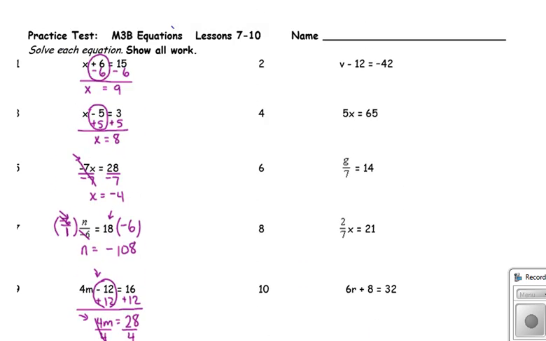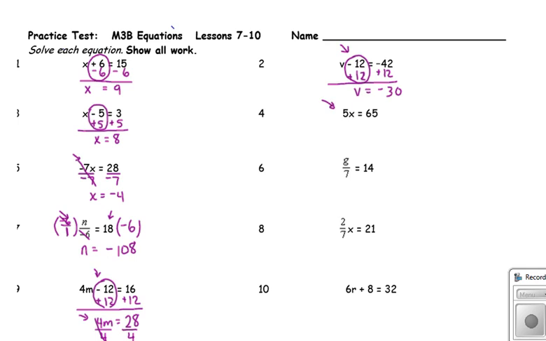Back to the top in the right column. It says to subtract 12. The opposite is to add 12. Add 12 to both sides of the equation. This is equal to 0, leaving you with v, and the answer is -30.